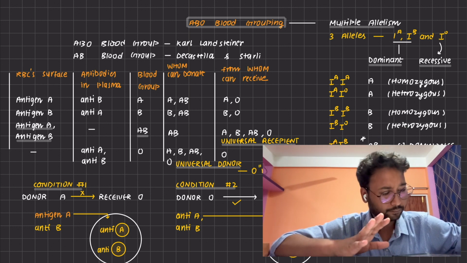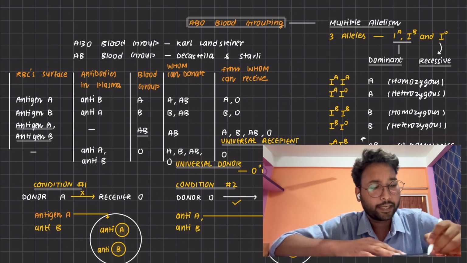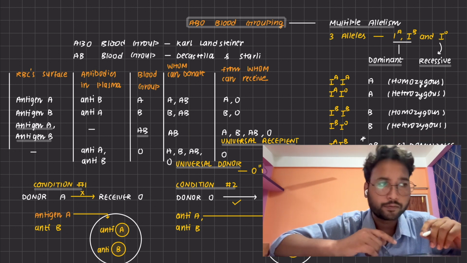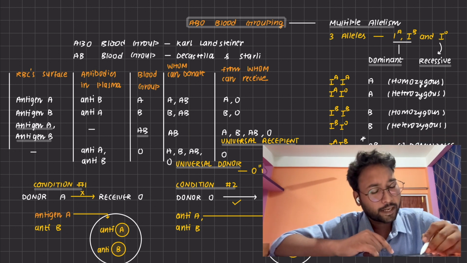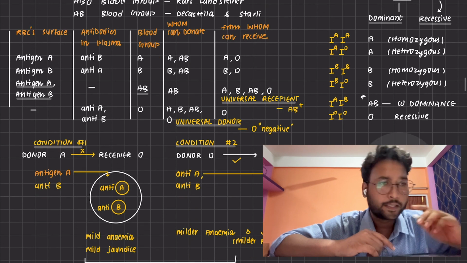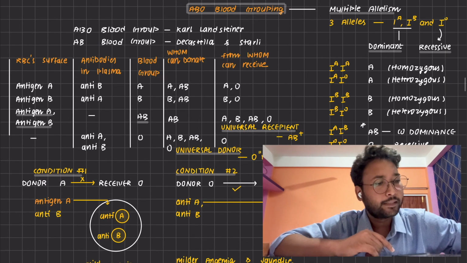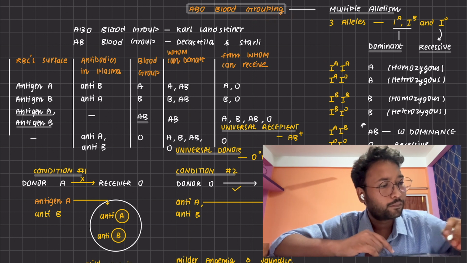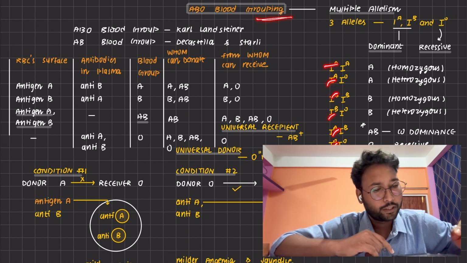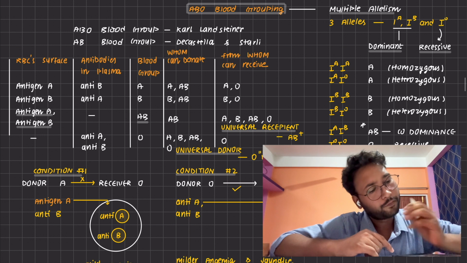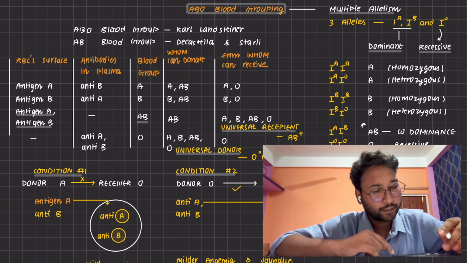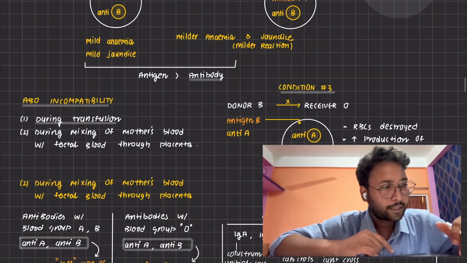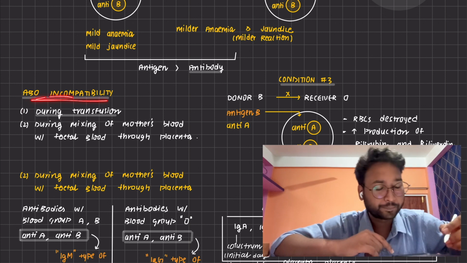That's it. We have discussed the ABO incompatibility during transfusion. Now let's discuss the ABO incompatibility during mixing of mother's blood with fetal blood through the placenta. This is the condition 3. But before that, let's see one fact.